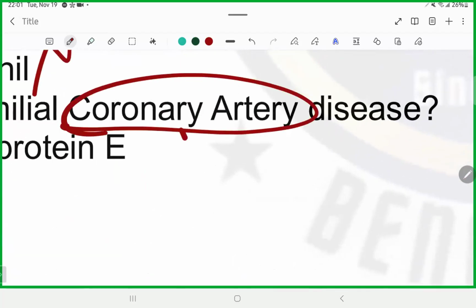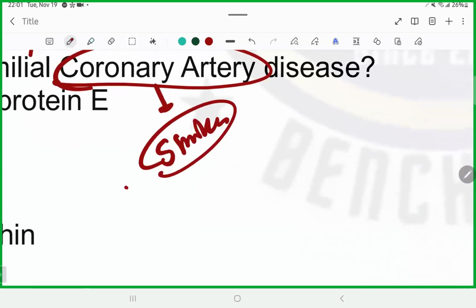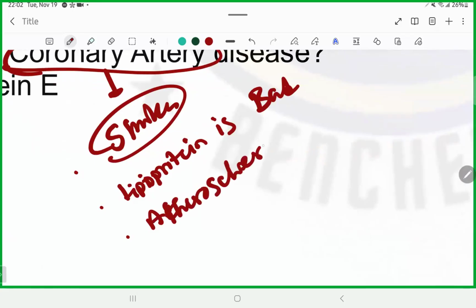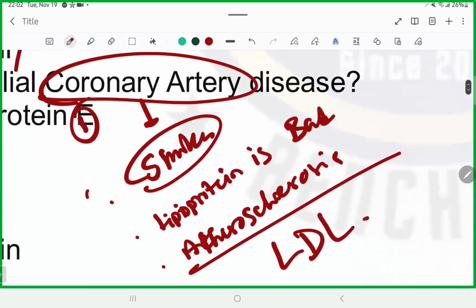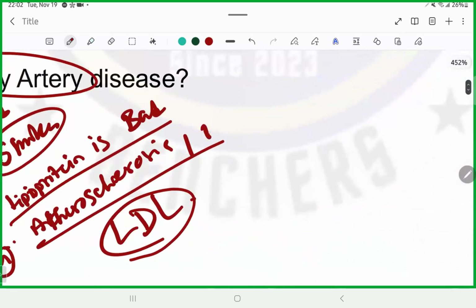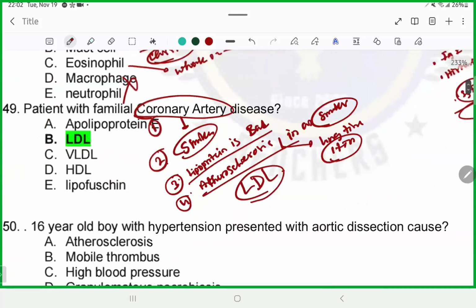Patient with familial coronary artery disease: any coronary artery disease, be it familial or non-familial, or if they ask about a smoker, or if they ask which lipoprotein is bad, or which one is the leading cause of atherosclerosis, remember it's low density lipoprotein. Note down all four: coronary artery disease, number two, smoker, number three, which lipoprotein is bad, number four, leading cause of atherosclerosis: LDL. Atherosclerosis in a smoker or long-time hypertensive patient, that is low density lipoprotein.